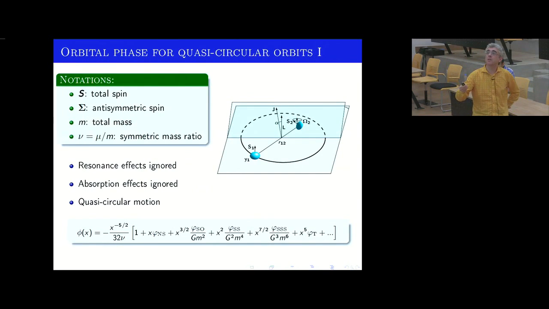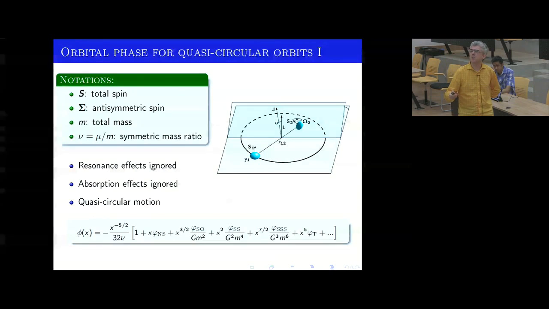Now, if I consider the spinning case, for instance, which is particularly interesting, two spinning bodies separated by R12 can precess about the precession vector omega 2. The orbital plane precesses. There is a misalignment between the total angular momentum and the orbital angular momentum. And here the resonant effects are ignored. The absorption effects due to black holes, if we have black holes, are ignored. And the motion will be regarded as quasi-circular.